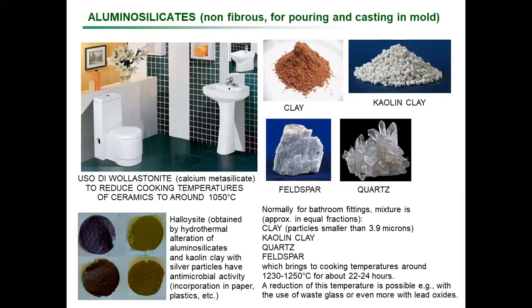But you can see here, for example, a typical use of composites is in bathroom fittings. In bathroom fittings, you have a mixture of kaolin clay, quartz, and feldspar, because you want to keep the cooking temperature as reasonable as possible. You don't want to go that high, because of course it costs more. You can introduce for this purpose waste glass or lead oxides to try to reduce the cooking temperature. The real problem now is that you are gradually introducing not only other ceramics, but for example, polymer resins.